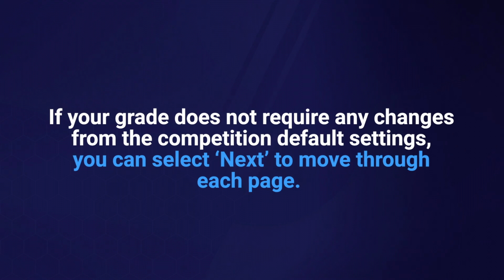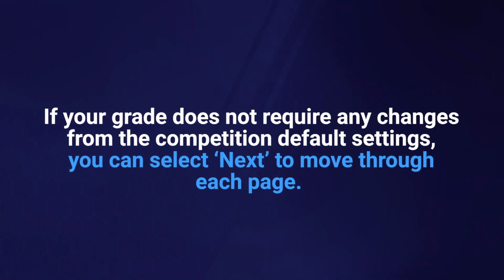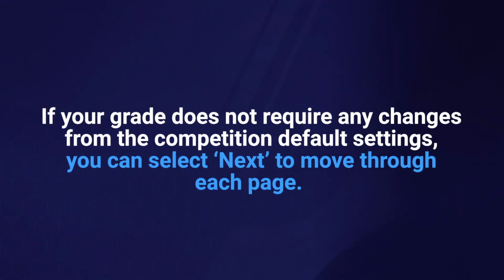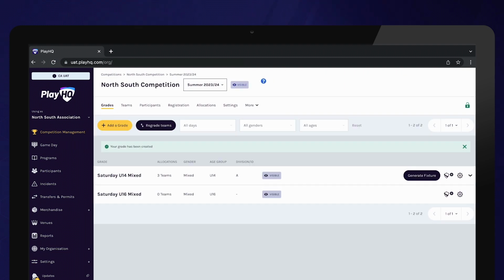If your grade does not require any changes from the competition default settings, you can select Next to move through each page. Select Add Grade to complete the process. Your grade has now been created and is ready for teams to be allocated. Continue this process until all of your grades have been created.